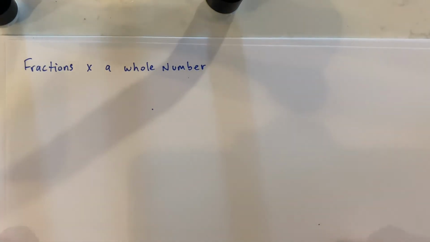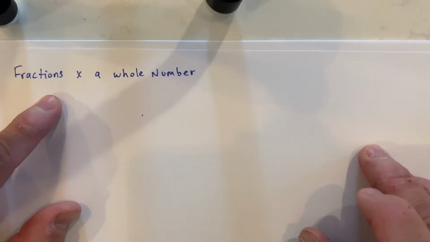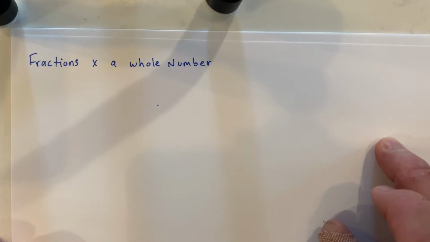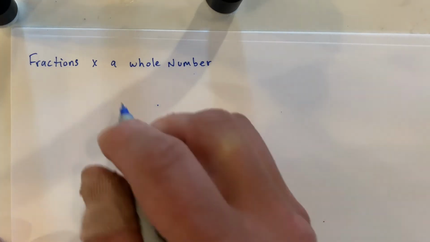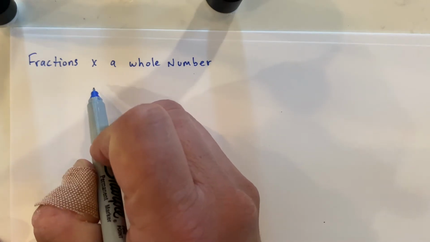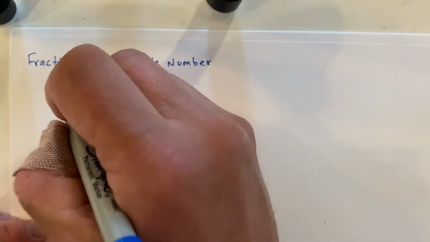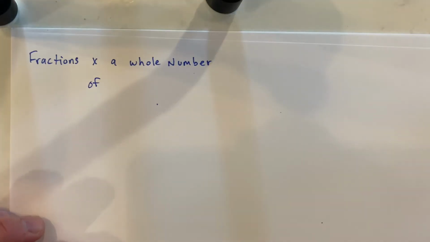Hi class. I would like to just do a quick lesson on reviewing fractions times a whole number. When we multiply a fraction by a number, we can always replace the word times with another word. I know if we were in class and I would ask you, we would all shout out the word of. That's right. So fractions of a whole number, or times a whole number.